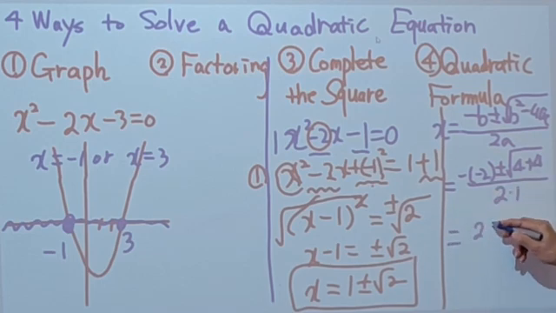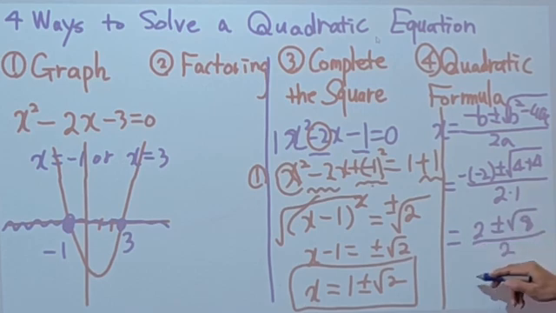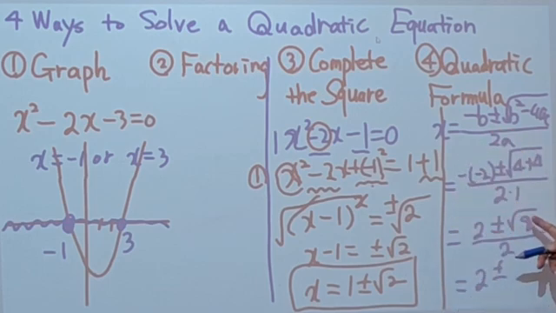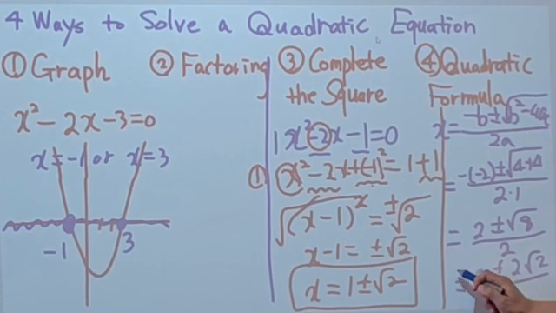So that's 2 plus or minus √8 over 2. Now what? Any perfect square number can go out: 4 times 2, and 4 is a perfect square. 4 can go out as 2, so 2√2, and divide by 2. It's divisible by 2 everywhere, and then we have the same answer, 1 plus or minus √2.